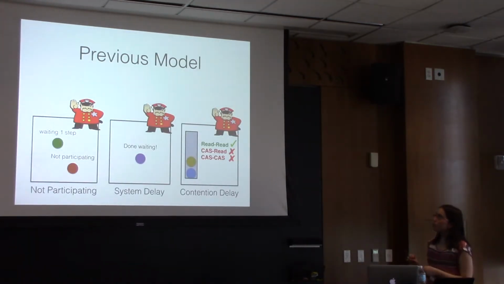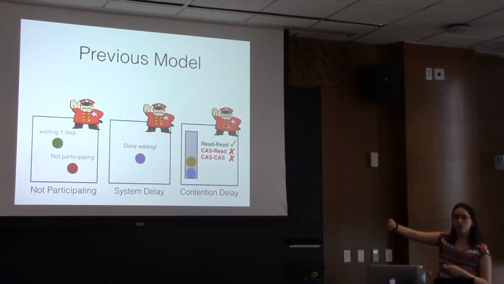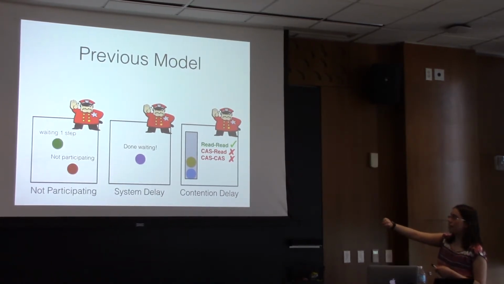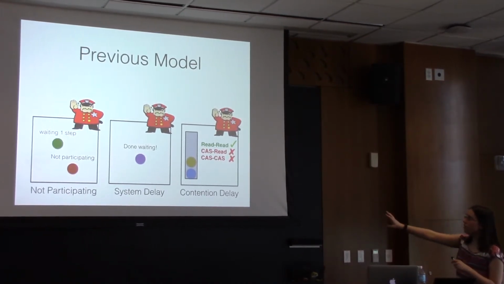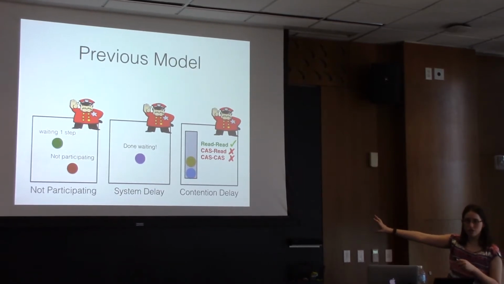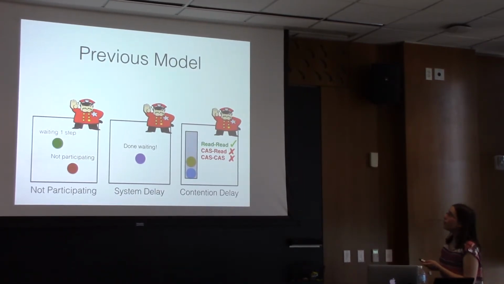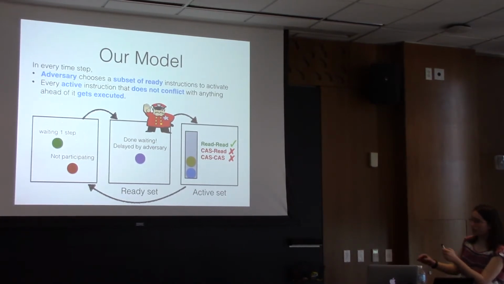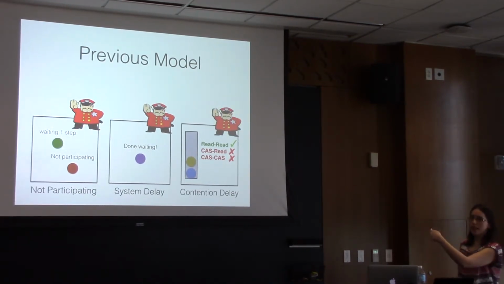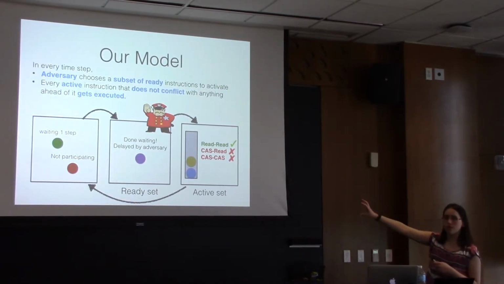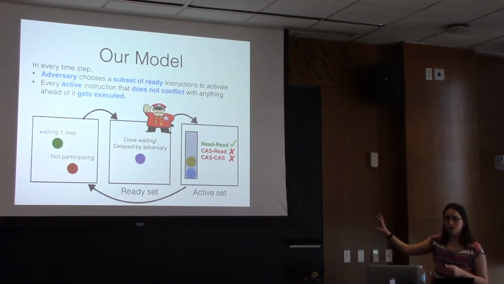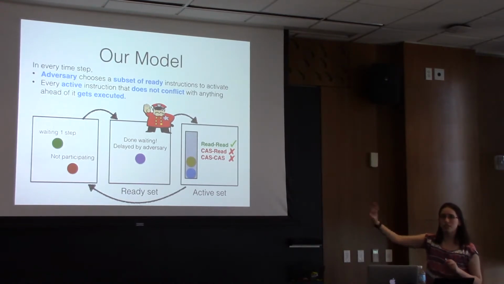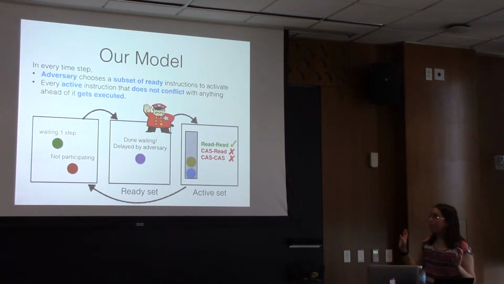Okay, so this was the previous model. You had maybe some processes that are outside waiting, some processes that are ready to do their operation but are being delayed for reasons we don't know of. And then you have your normal delayed by contention. Okay, and what we're going to do in our model is we're going to say, you know, the adversary was able to control all three of these things before. We're going to limit it to control only the ones that are currently wanting to do an operation but haven't reached the hardware yet. Okay, so this is going to be our system delays us for unknown reasons.